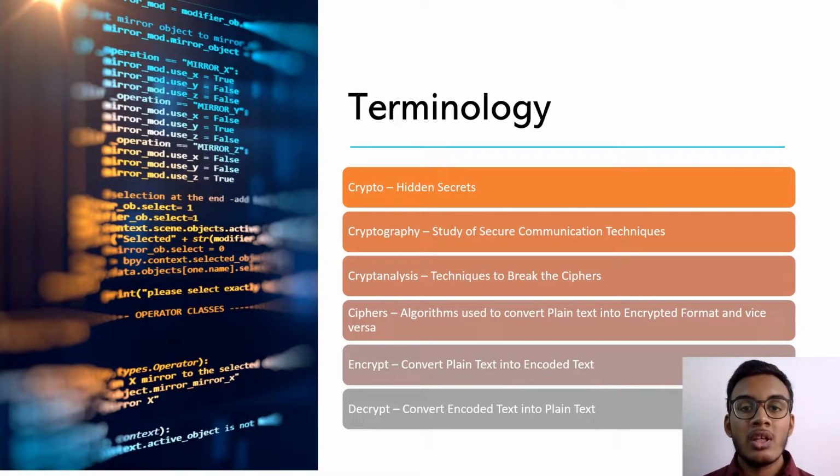What is a cipher? A cipher is an algorithm that is used to convert plain text into a non-understandable or encoded format and vice versa. What does encryption mean? Encryption means converting plain text into a non-understandable format. Decrypt means converting the non-understandable format into plain text or understandable format.